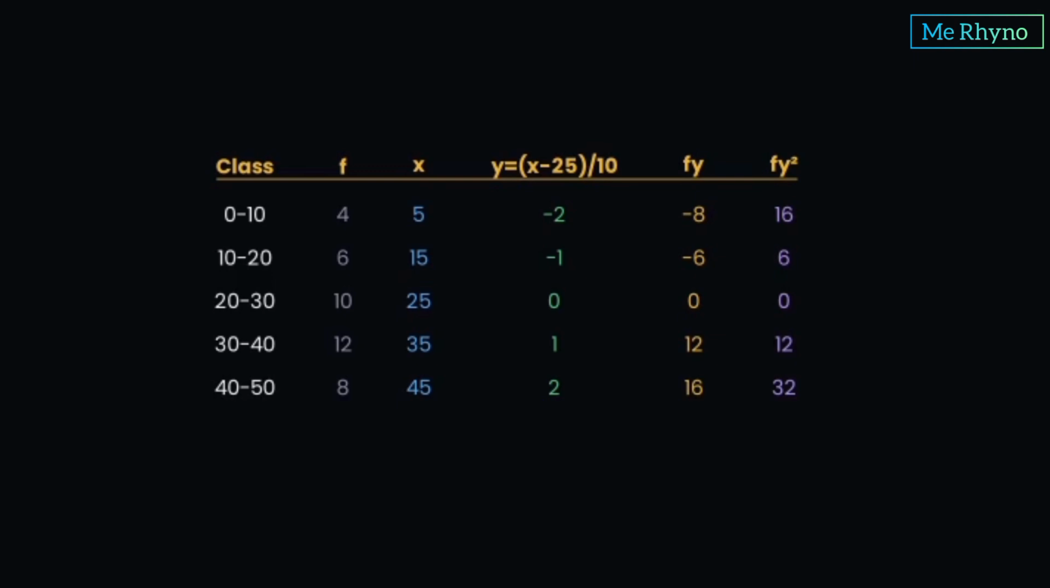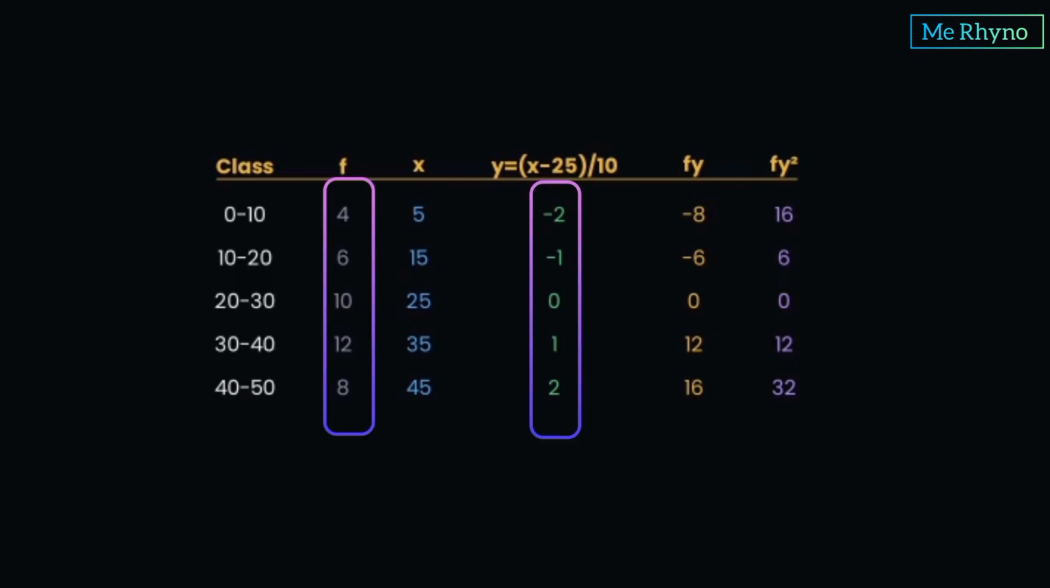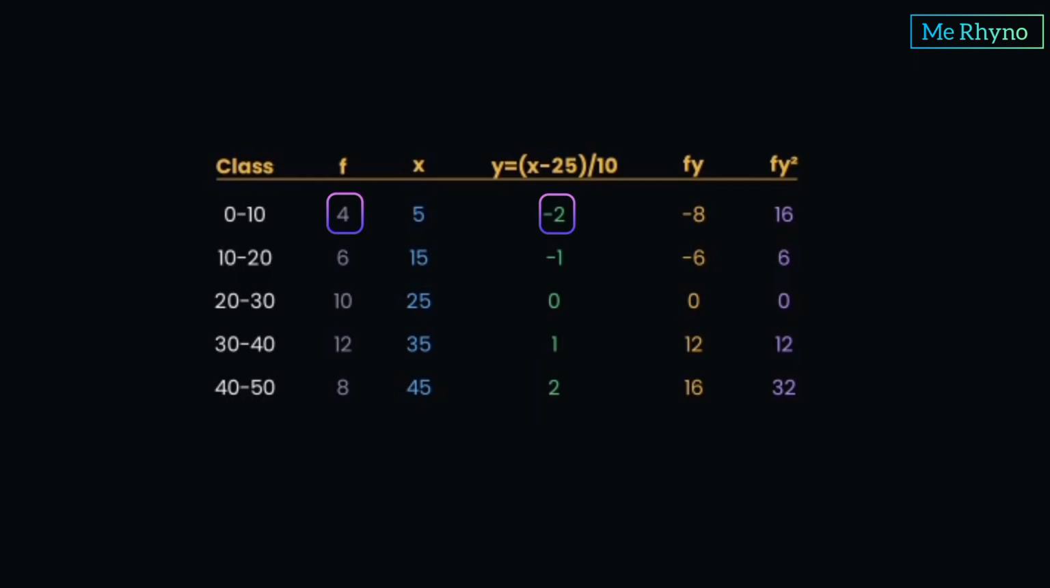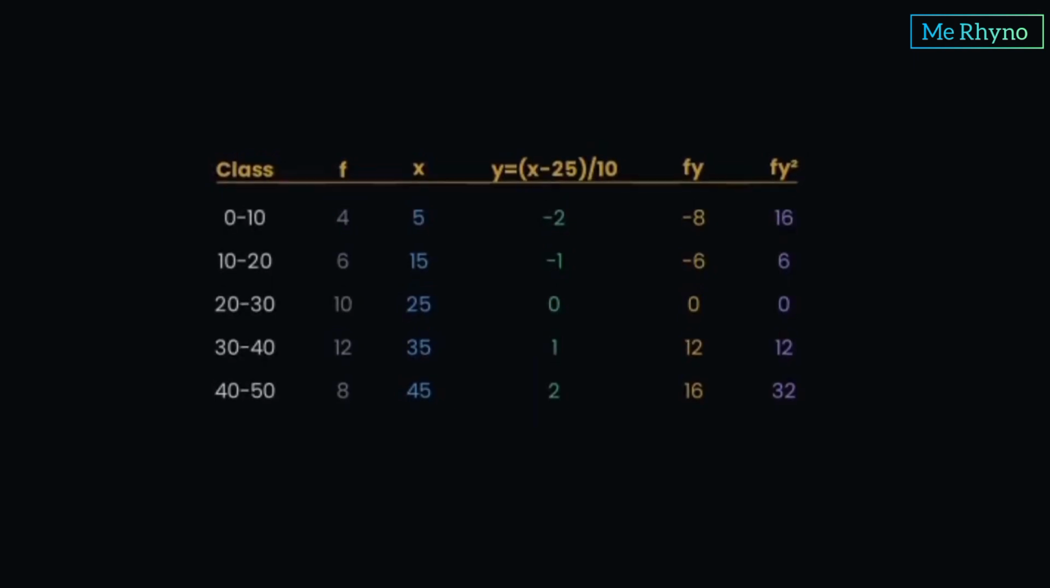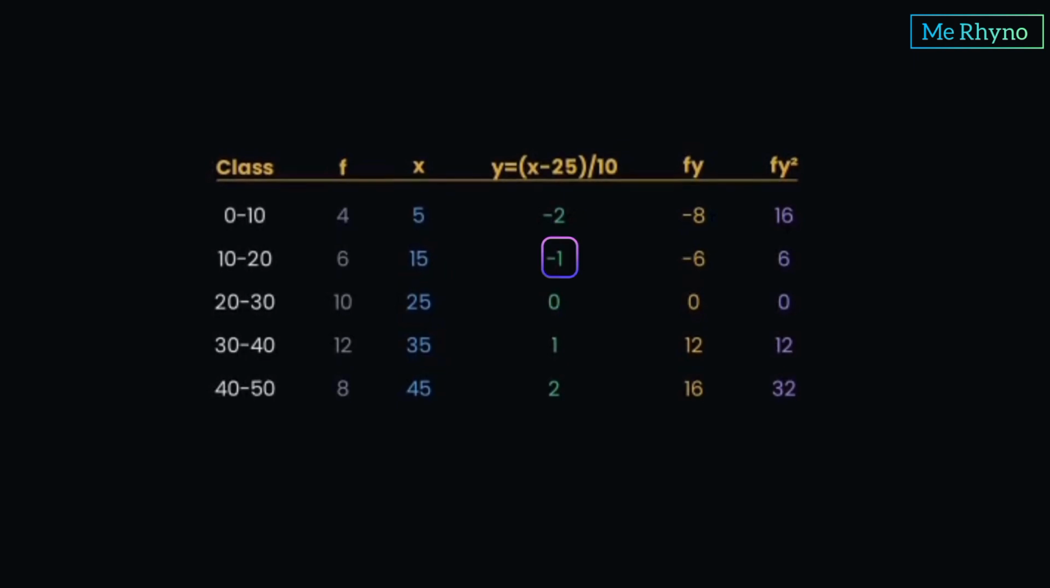Next, we get fy. To get fy is simple. We multiply this column and this column. So for our first value, it shall be 4 multiplied by negative 2, and that is negative 8. For our second value, it shall be 6 by negative 1, and that is negative 6. And we do the same for all the remaining values.